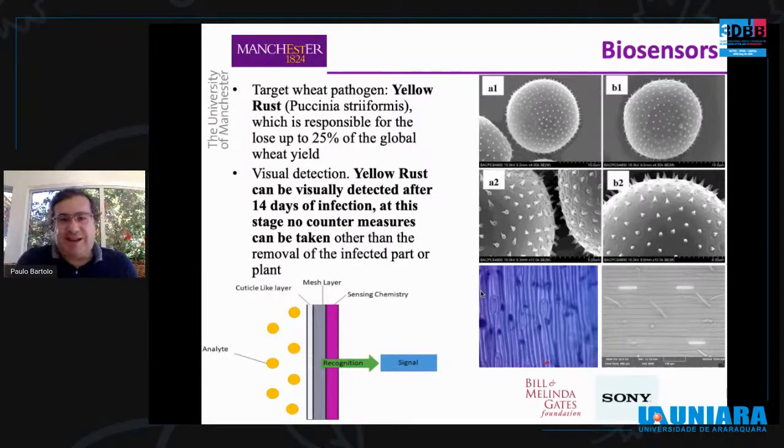This is a very relevant problem, especially in North Africa, because yellow rust is responsible for the loss of 25% of the global wheat yield, and it's very difficult to detect. It can be visually detected after 14 days of infection, but at this stage, no countermeasures can be taken.